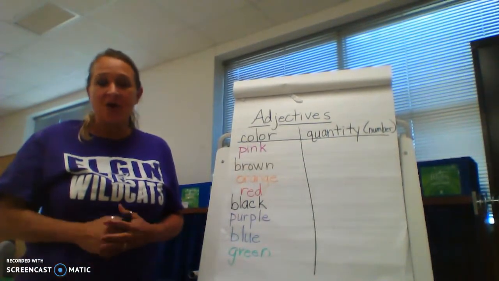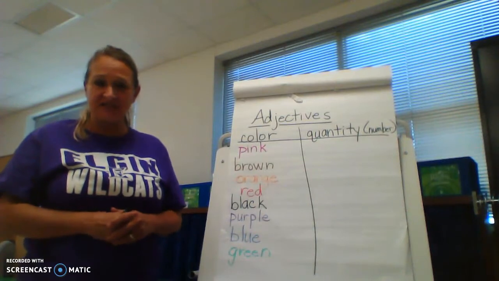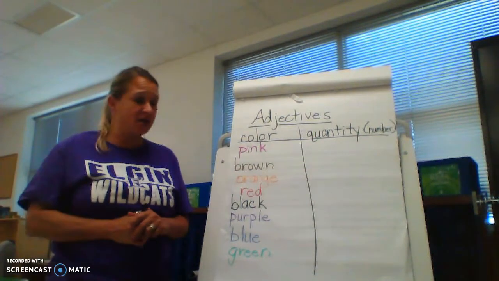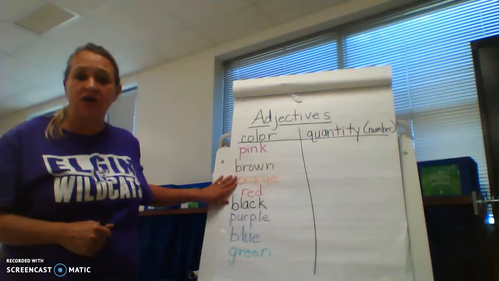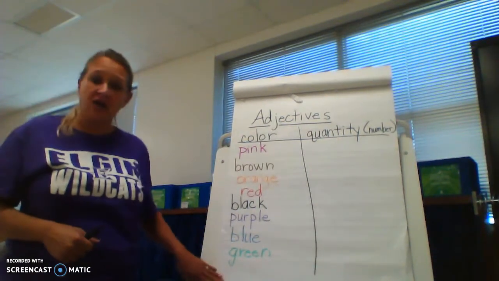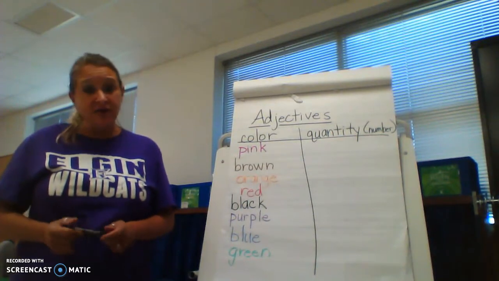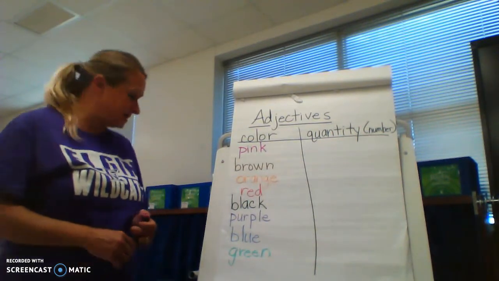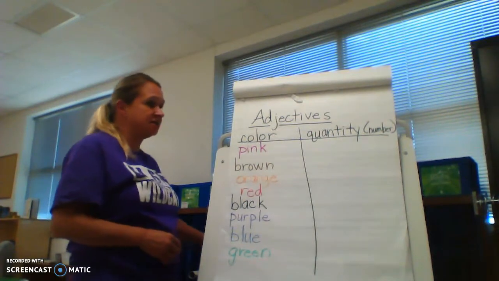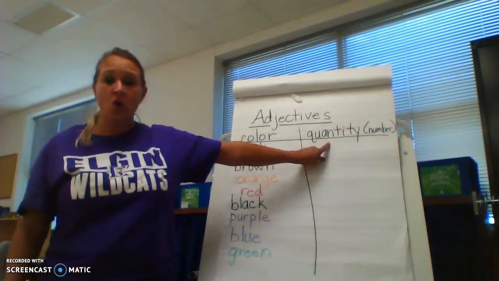Morning, first grade. We are still talking about adjectives. Yesterday, we talked about adjectives for color and all the different colors that we can use to describe our objects. Well, there is another kind of adjective that we're going to talk about today. It is adjectives for quantity.